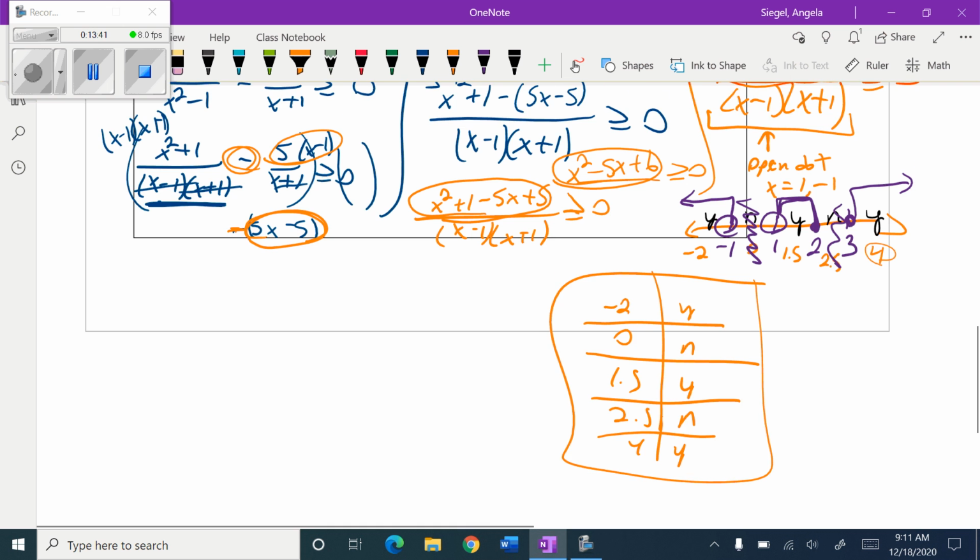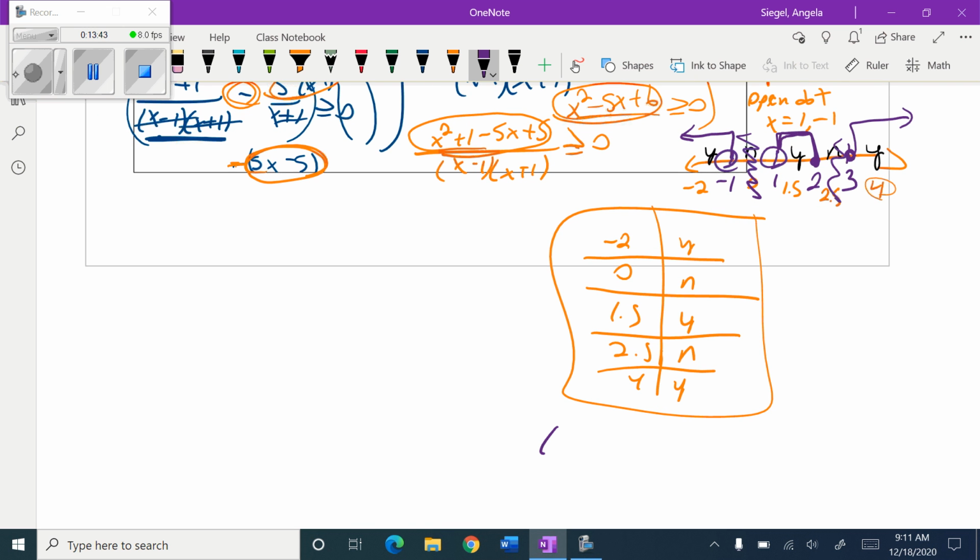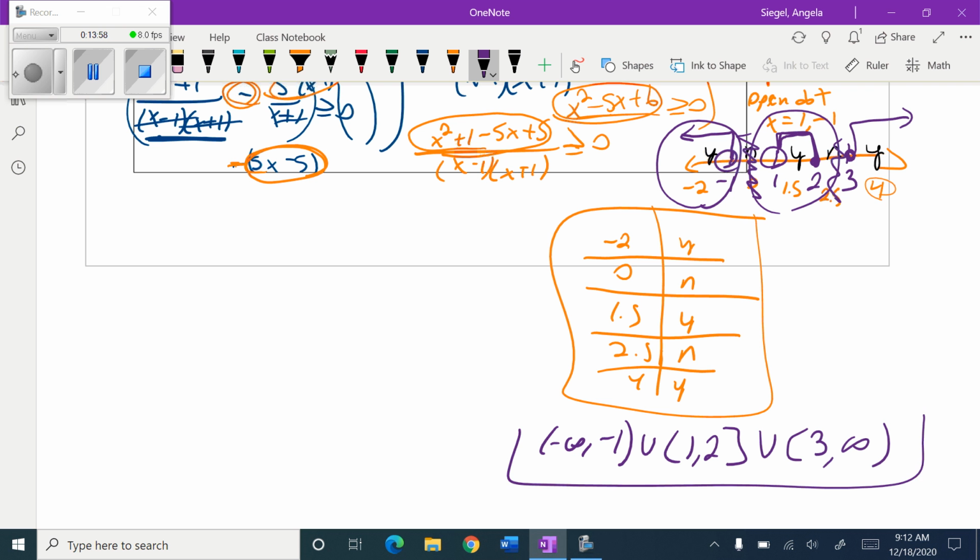So my final answer, I'm going to put this on the bottom, is going to be -infinity to -1 parentheses right there. And then I have right here parentheses 1 bracket 2. And then I have bracket 3 to +infinity. So that is my final answer. And we are done.